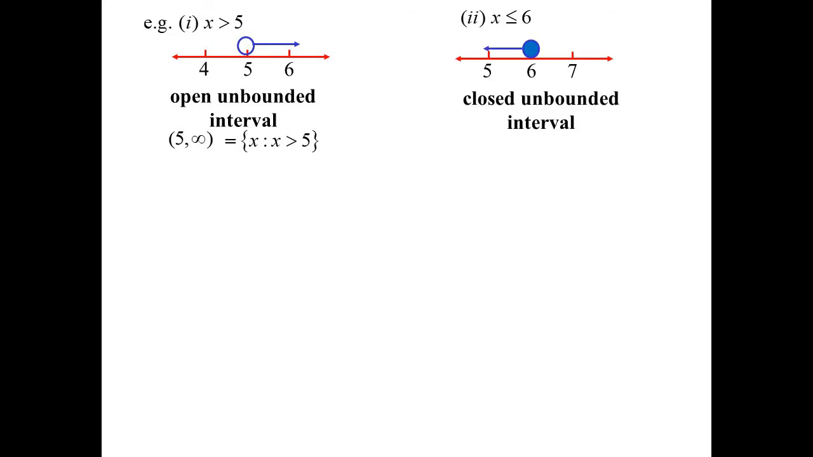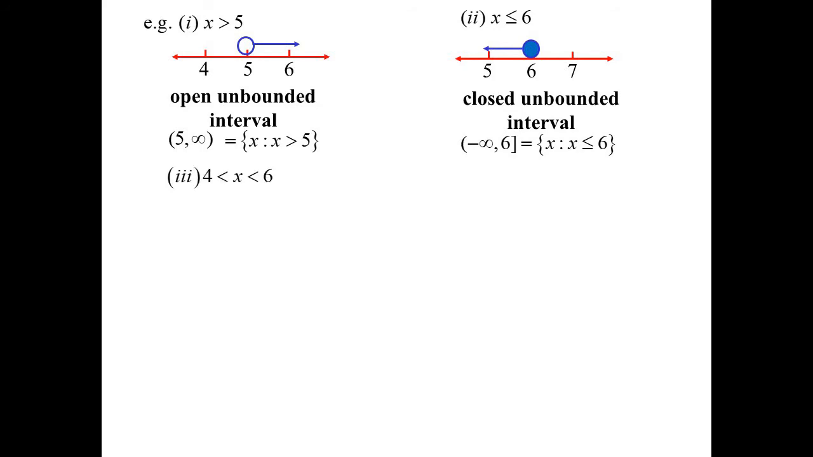Another way we could write that in set notation would be all the x values such that x is greater than 5. Basically it's the same as the original inequation, you'll notice. So x is less than or equal to 6, which would look like something like that on the number line. Now, it's going to be closed unbounded. So again, it goes off to infinity, but the endpoint on the other end is included. So that one we would write with a bracket at the 6.